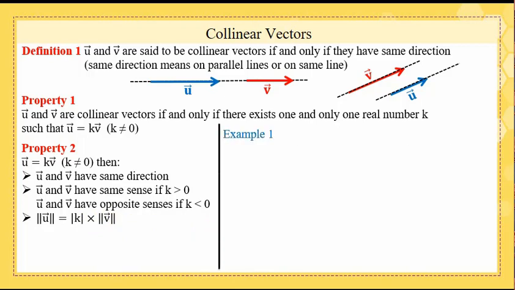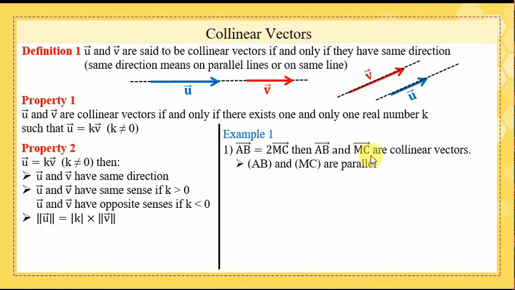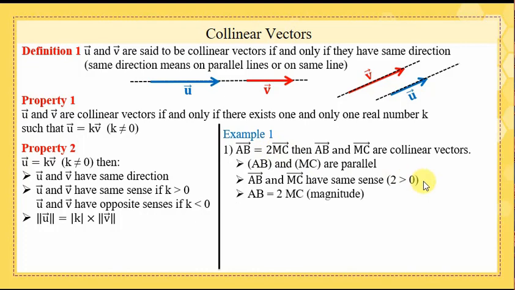Example. If we have AB vector equals 2 MC vector, this means that AB and MC vectors are collinear vectors. They have the same direction. AB and MC are parallel lines. AB vector and MC vector have the same sense since MC is multiplied by 2 and 2 is a positive number, and the magnitude of AB vector is equal to 2 multiplied by the magnitude of MC vector.